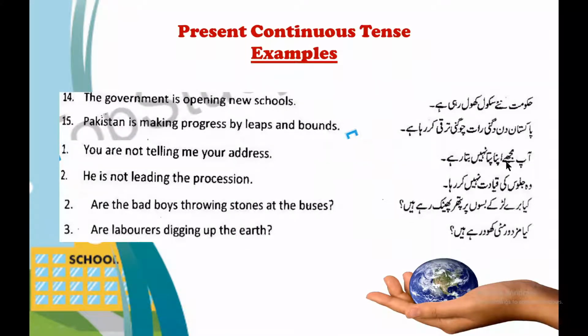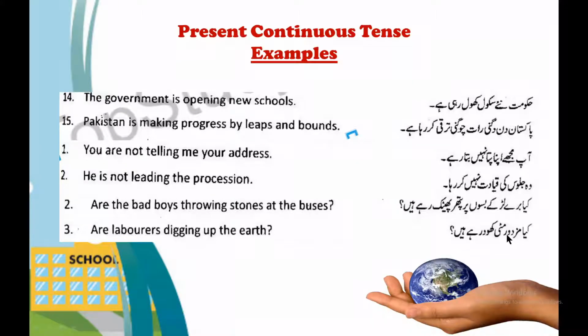Similar is the case in negative sentences. आप मुझे अपना पता नहीं बता रहे हैं. So it must be there like हैं. You are not telling me your address. And similar is the case in present continuous interrogative sentences. क्या बुरे लड़के बसों पर पत्थर फेंक रहे हैं? Are the bad boys throwing stones at the buses?